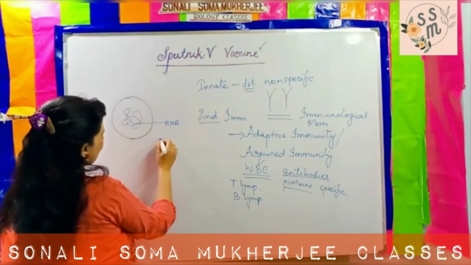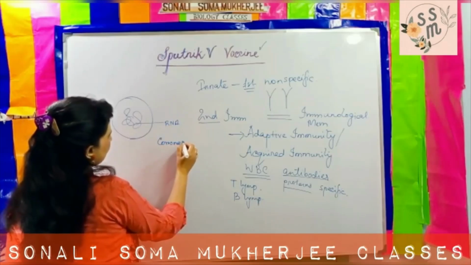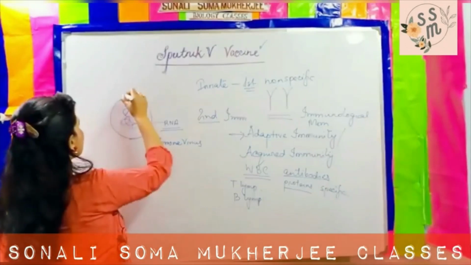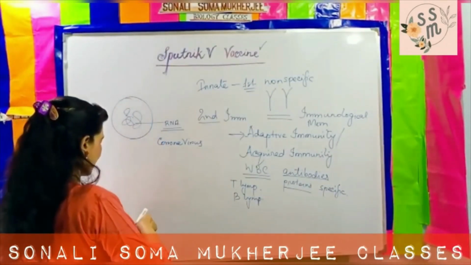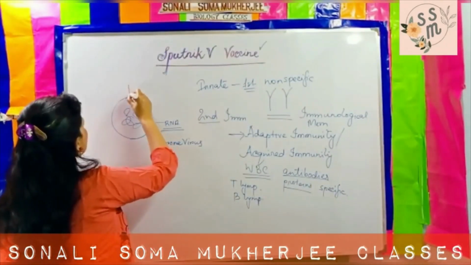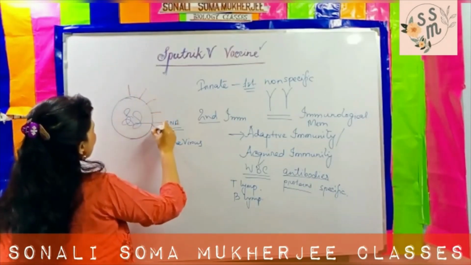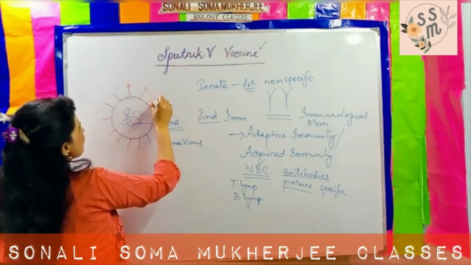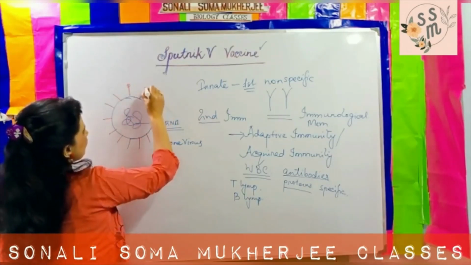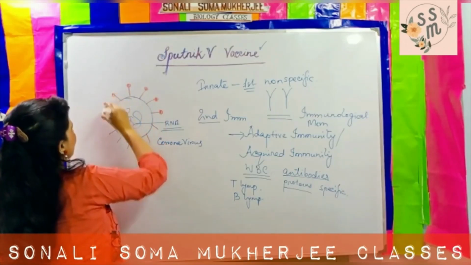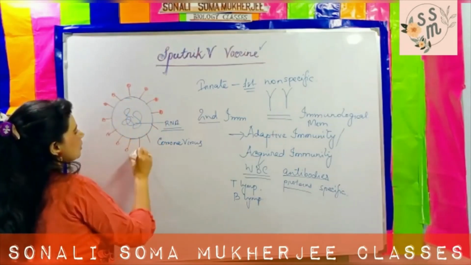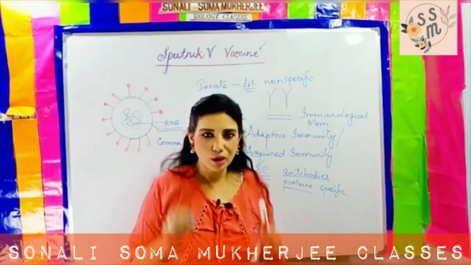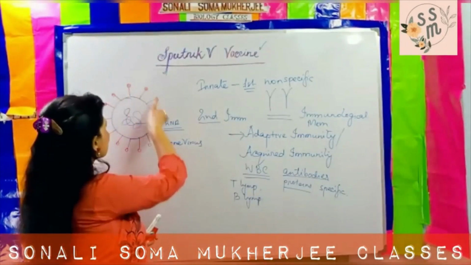In the case of coronavirus, the genetic material is RNA. It's an RNA virus, and it has some spikes. Let me draw the spikes with a different color so that it is easily understood. It has spikes like this, the spike proteins we say, and there are several receptors. These are the surface receptors. The virus is identified on the basis of some characteristics, and one such characteristic is the spike protein.